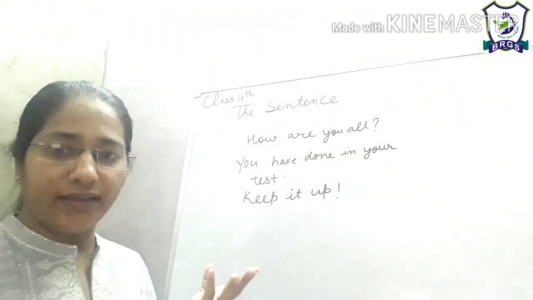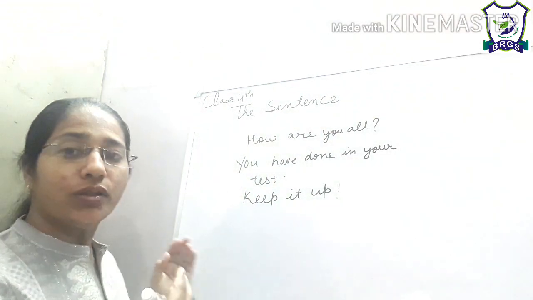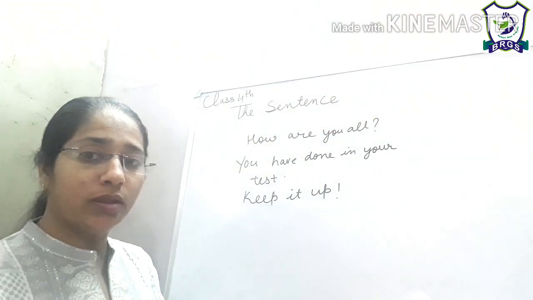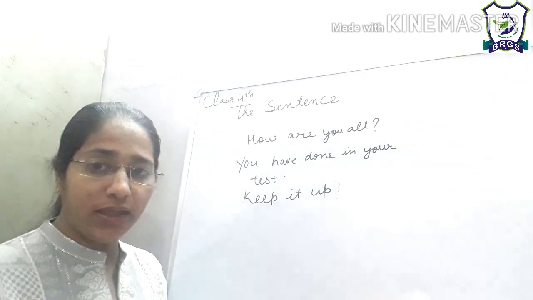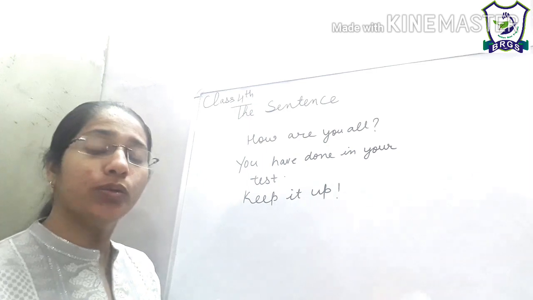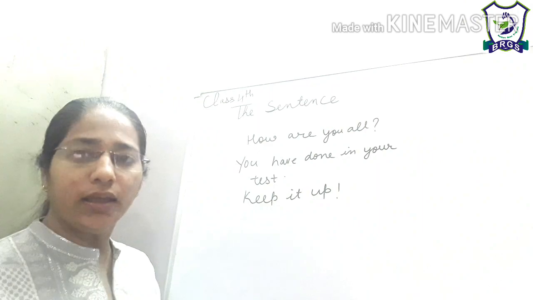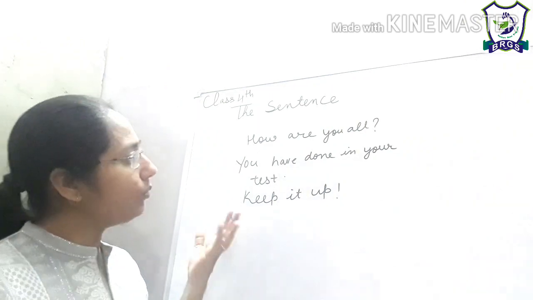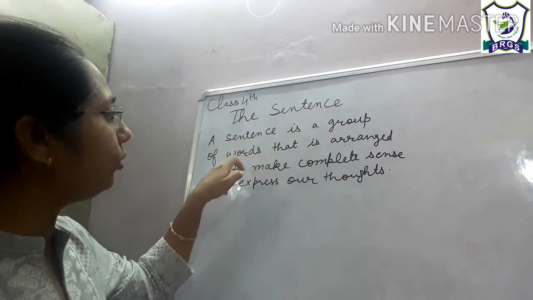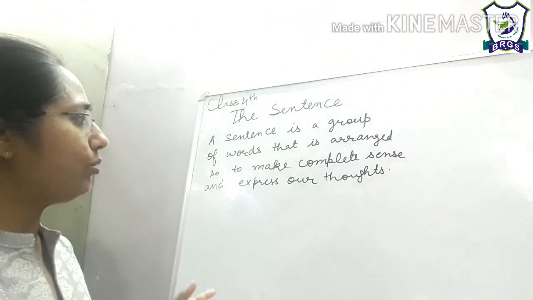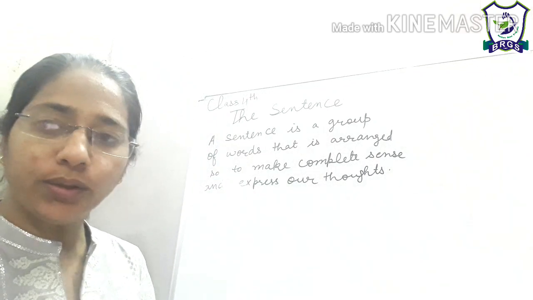So, what is a sentence? Sentence is a group of words which is used to express our thoughts, which is used to tell something, which is used to ask something. When we speak to convey our thoughts, we use different kinds of sentences. Not only for speaking, even during writing also we use sentences. So what we have learned, that a sentence is a group of words that is arranged so to make a complete sense so that it can express our thoughts, right?